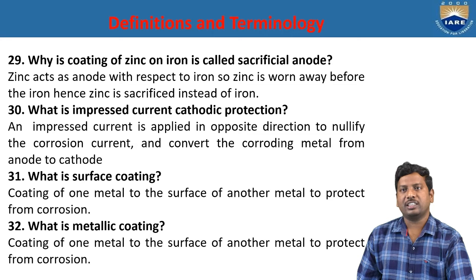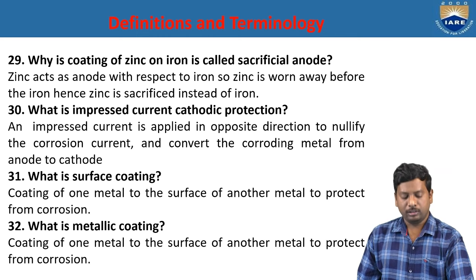What is impressed current cathodic protection? An impressed current is applied in the opposite direction to nullify the current and convert the corroding metal from anode to cathode. By applying a DC current source from outside, the nature of the electrode is converted from anode to cathode. So that is called impressed current cathodic protection.